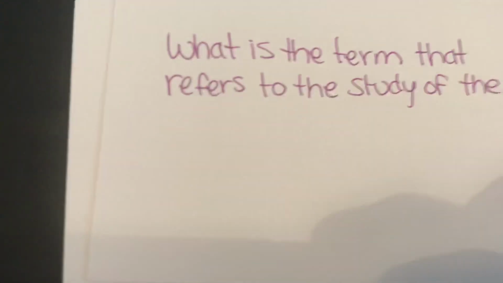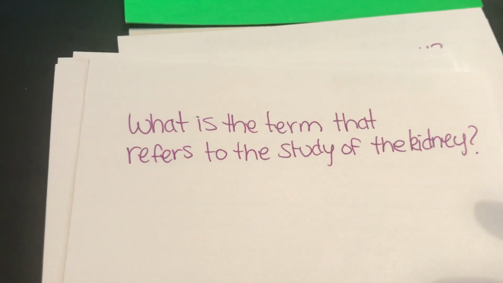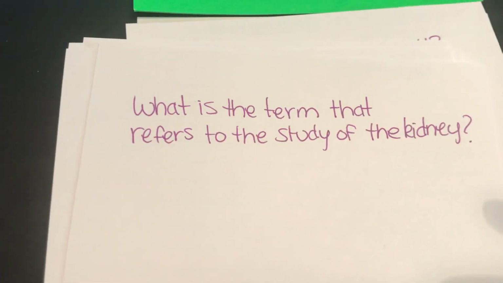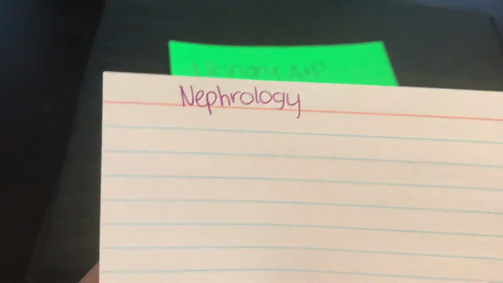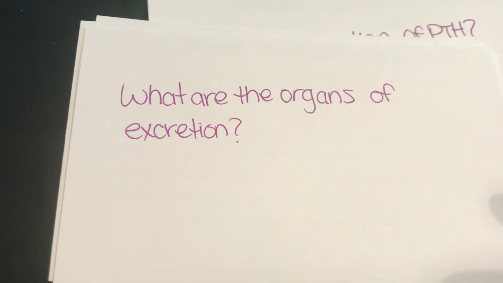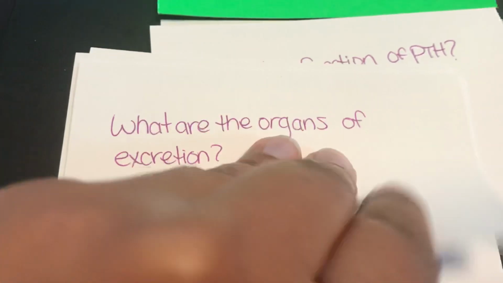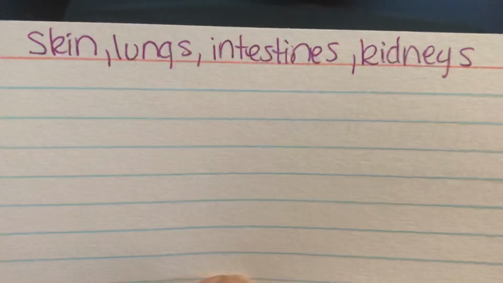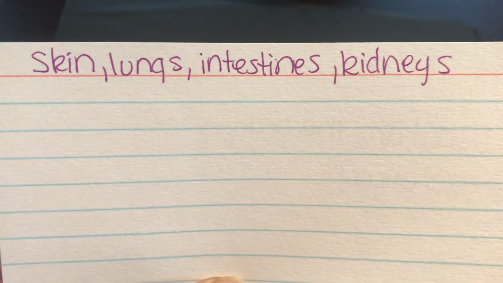What is the name of the location where the kidneys are located behind the parietal peritoneum? Retroperitoneal. What is the term that refers to the study of the kidney? Nephrology. What are the organs of excretion? The skin, lungs, intestines, and kidneys.